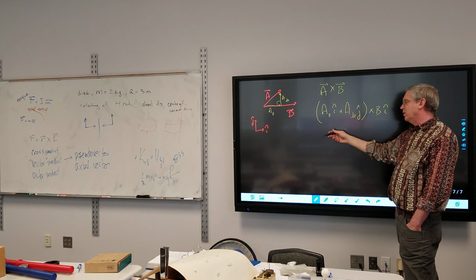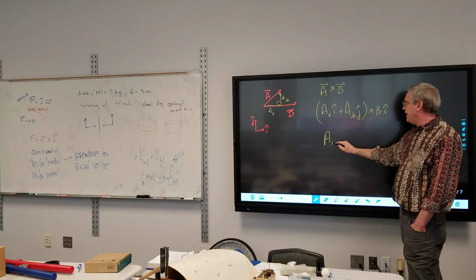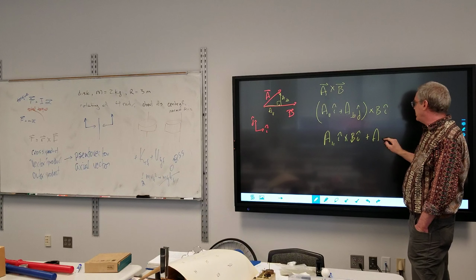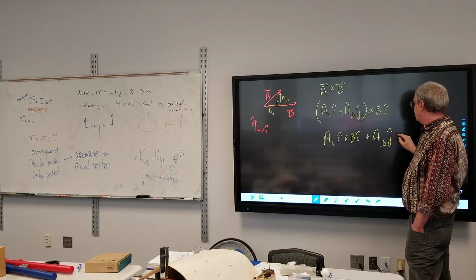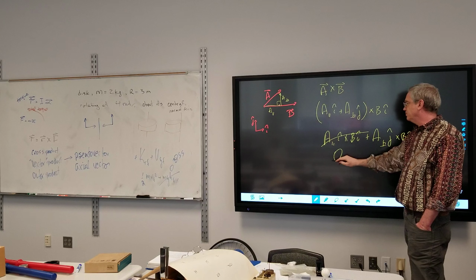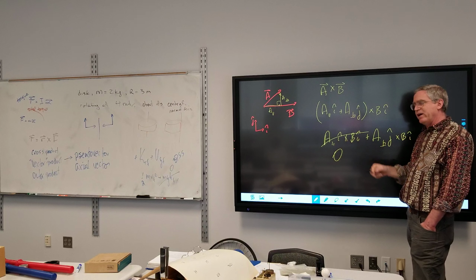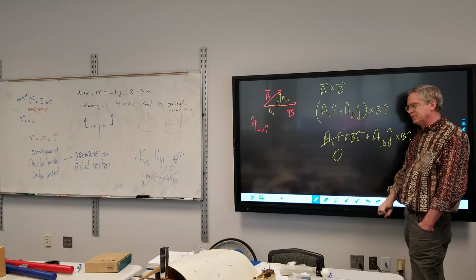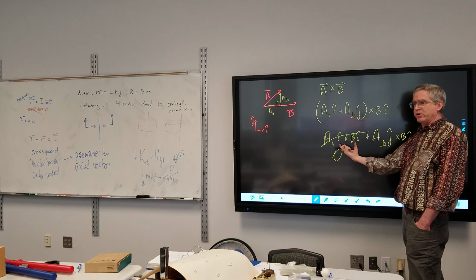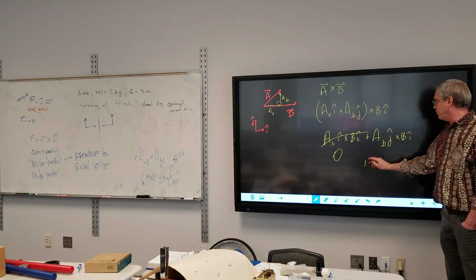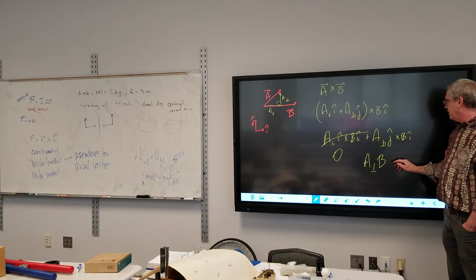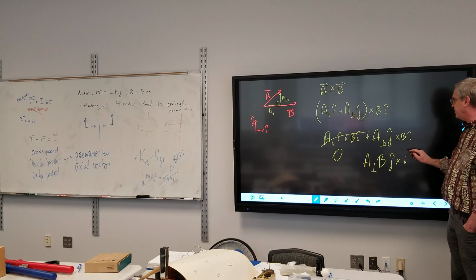If I FOIL or distribute, I get A parallel I hat cross B I hat plus A perpendicular J hat cross B I hat. Oh, that's zero, because I hat and I hat are parallel to each other. Cross products, because there's nothing perpendicular there, the cross product is zero. Here we end up with whatever that perpendicular component is, times B, times J hat cross I hat.